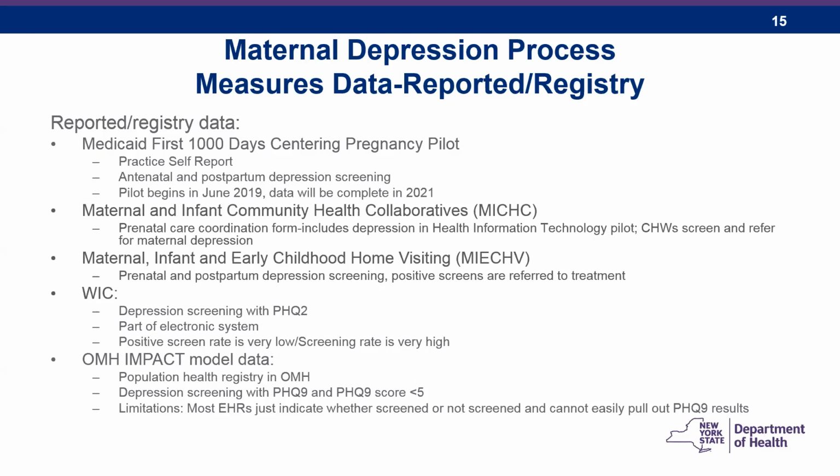And then the Office of Mental Health is conducting a collaborative care model, integrated behavioral health care and primary care, the IMPACT model, that is reported into a population health registry in the Office of Mental Health. It collects data regarding screening with PHQ-2 and PHQ-9, and also collects response to treatment with PHQ-9 and remission. A PHQ score less than 5 indicates remission and less than 9 indicates response.